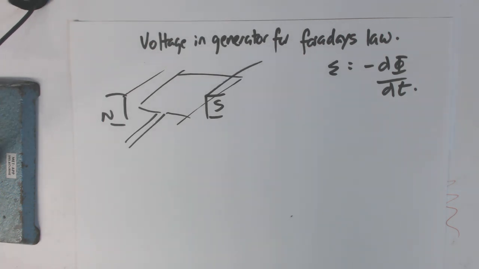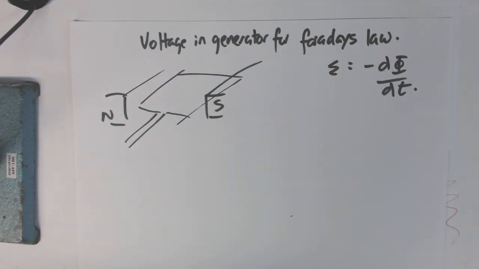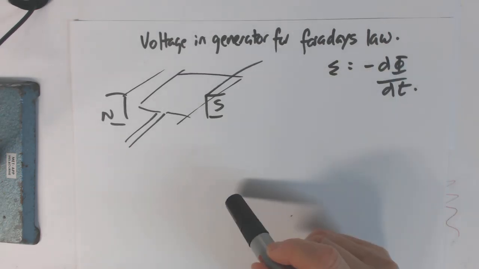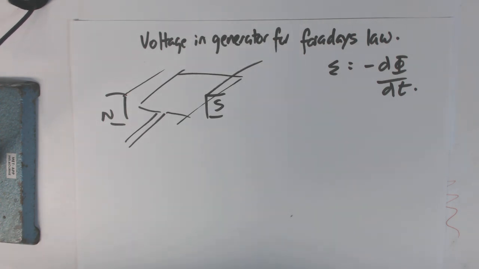Voltage and generator. Voltage and generator for Faraday's law. Hopefully you know Faraday's law by now. EMF equals minus d, change in flux over dt. Now, we already worked out the voltage in a generator, and if you haven't seen that video, check it out.